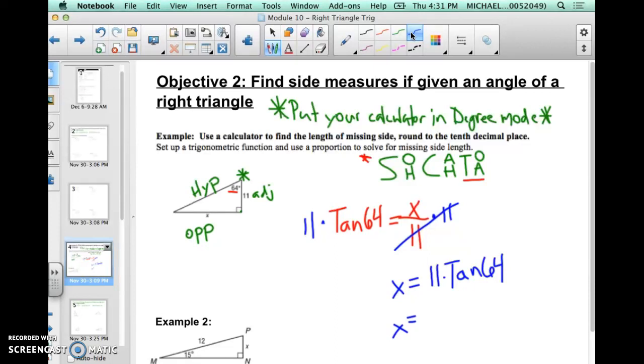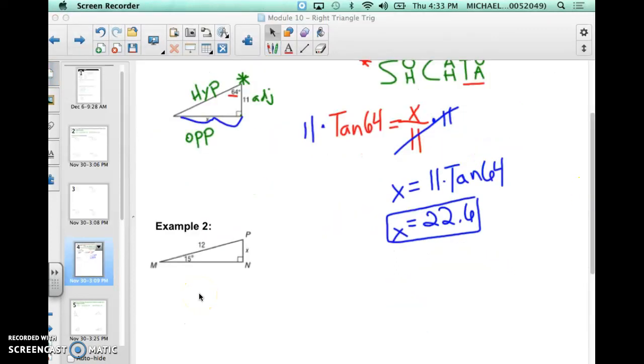And I get 22.55, so I'm going to round that to 22.6. So the unknown side length in question for this triangle is 22.6. And I am done. Let's move on to example 2.